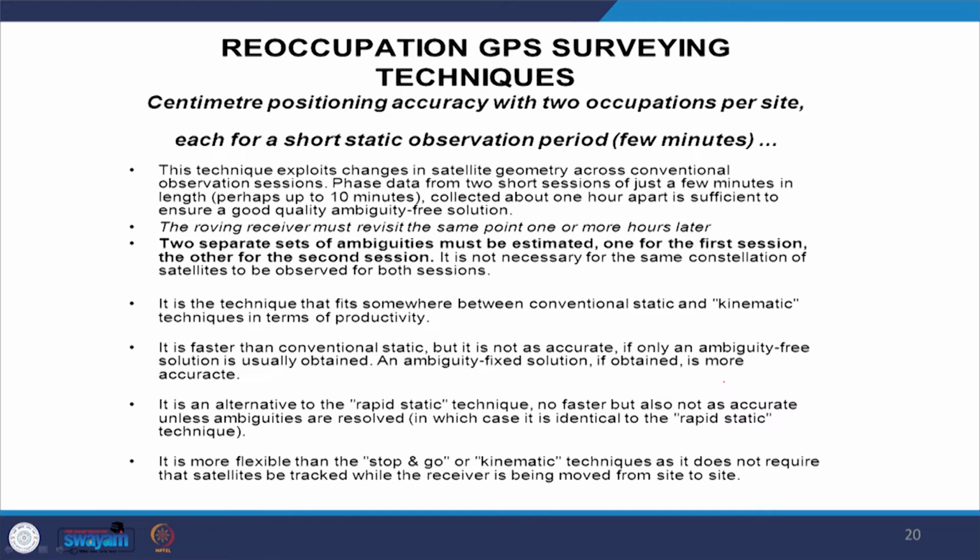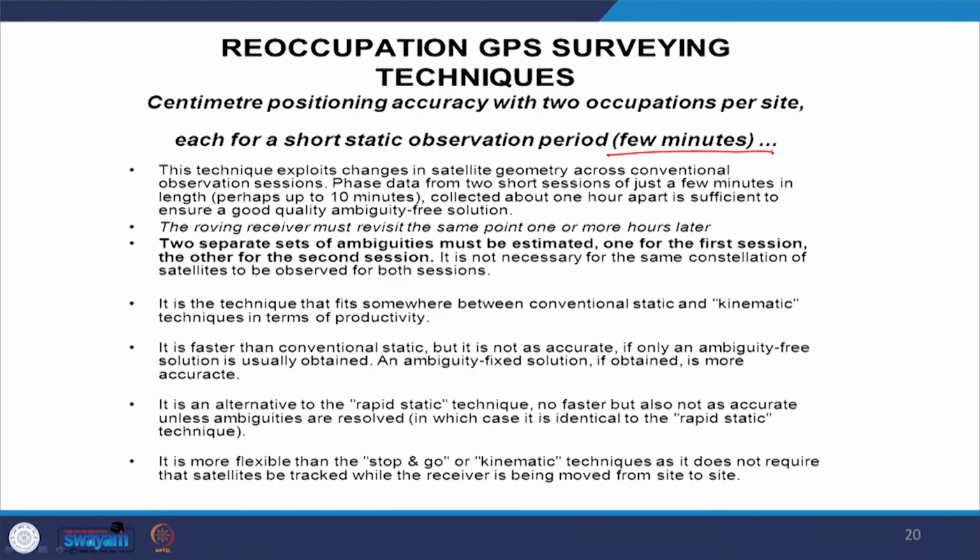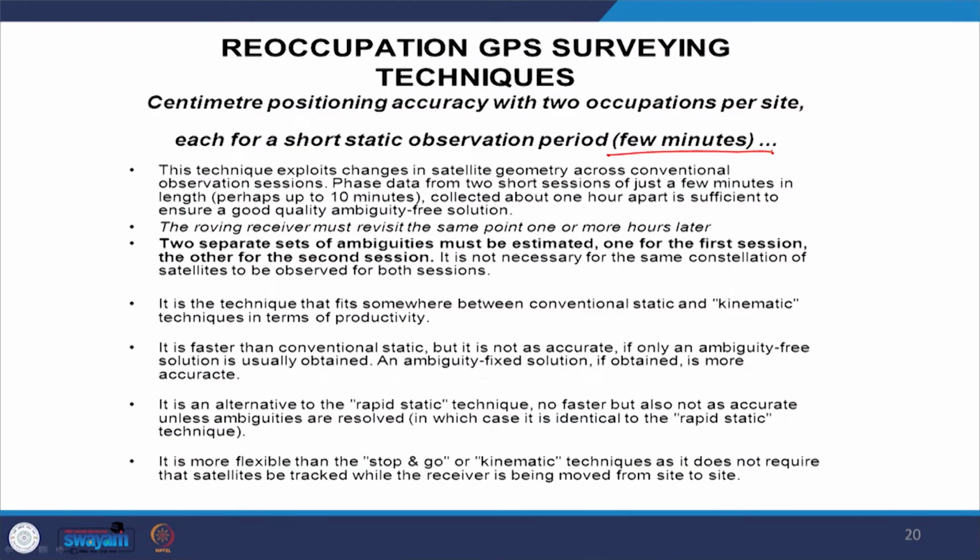There is one method which is called reoccupation GPS survey. Reoccupation, as the name itself suggests, means that you are working at a particular site and then you are again occupying that particular site after a short interval of time, after a few minutes. So, you are taking the observations again. So, this particular reoccupation technique is also found to be useful, and this gives fairly good accuracy. So, it is more or less similar to the stop and go and kinematic method.